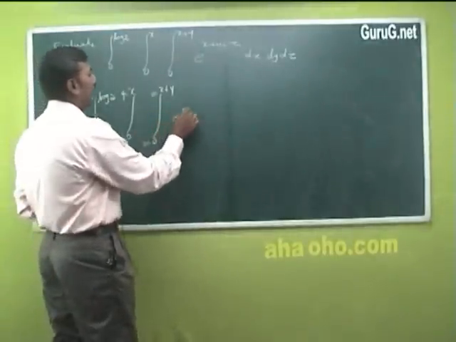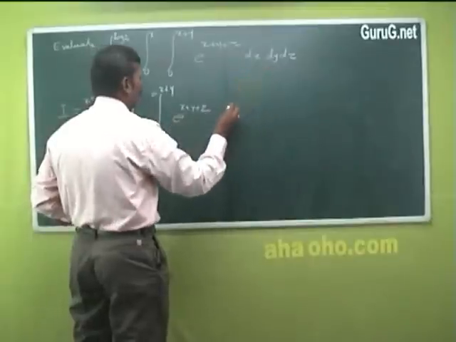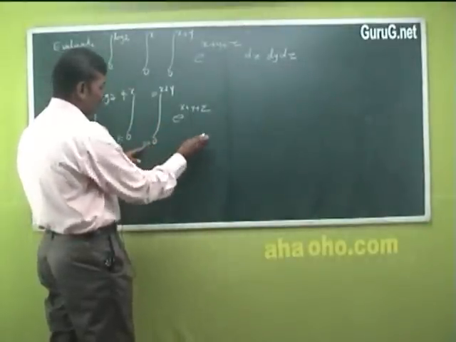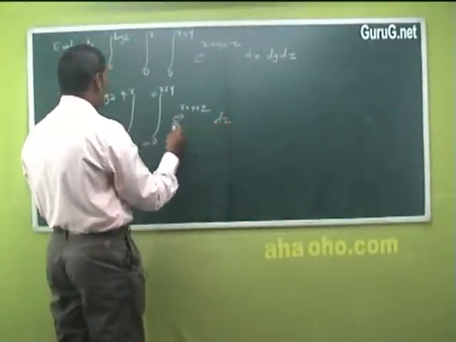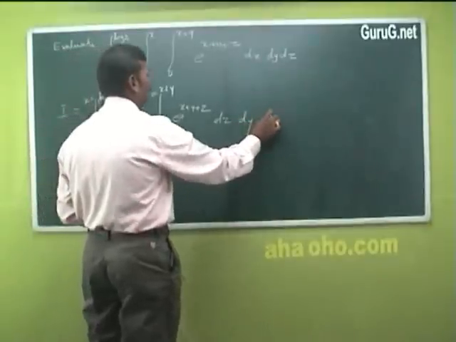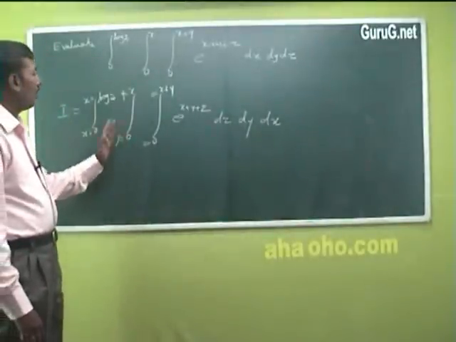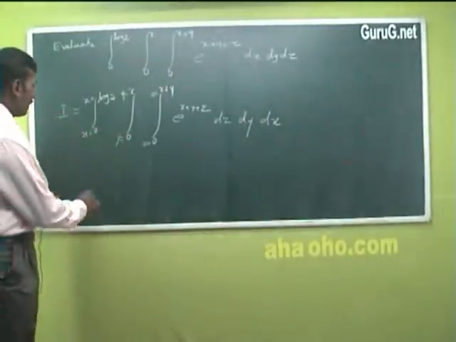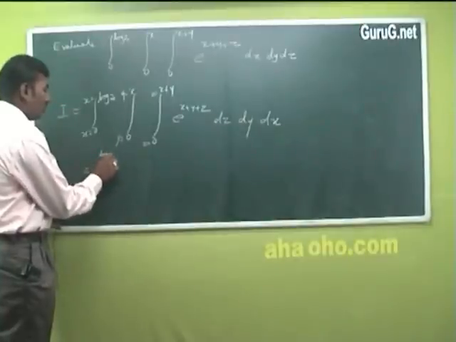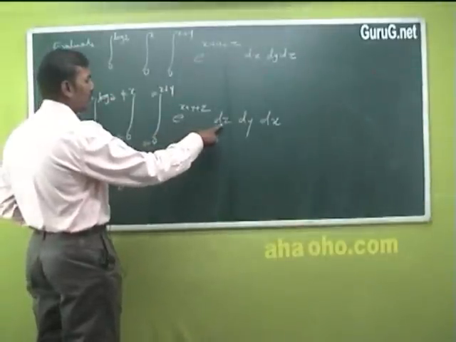So here the integrand is e power x plus y plus z. We have to change this. This is not the correct order, so I have to integrate with respect to z, and then y, and then x. So you rewrite the given equation like this, and then do the usual integration. So integral 0 to log 2, 0 to x. So integrate this function with respect to z.